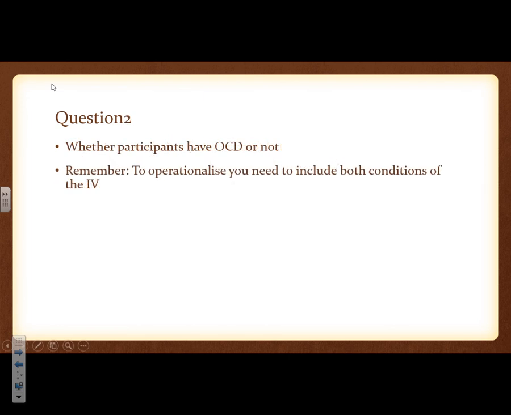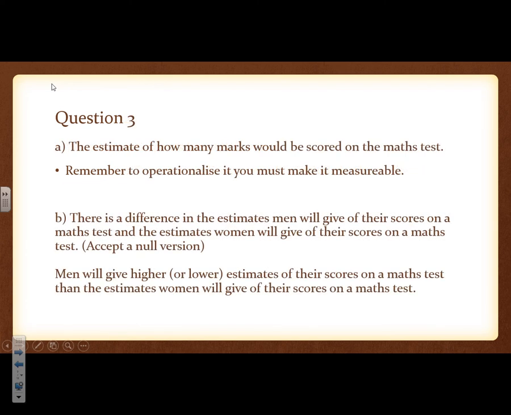Question 2, the answer is whether the participants have OCD or not. Now, because it's the IV, to operationalise, you must have included both variables. So to get the marks, you must have said whether they have OCD or they do not have OCD, or anything along those lines. If you've only said OCD, no marks. You must operationalise both conditions. Note that down. If you didn't do it, that might be the target that you need to put on at the end of the session. You must remember to operationalise both conditions.